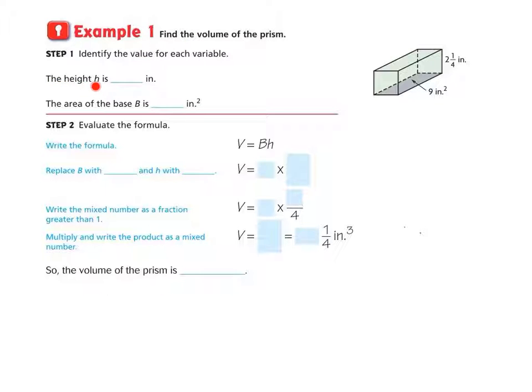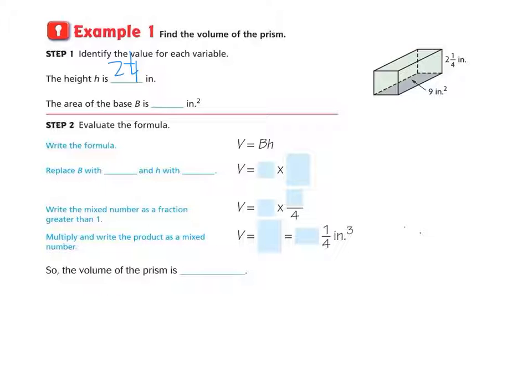First, we need to identify the value of each variable. Now the height, or how tall our box, our prism, is, is in inches. So take a look here. Find the number that has inches next to it. And hopefully you found the height is 2 1/4 inches. So I'm going to write that in here.